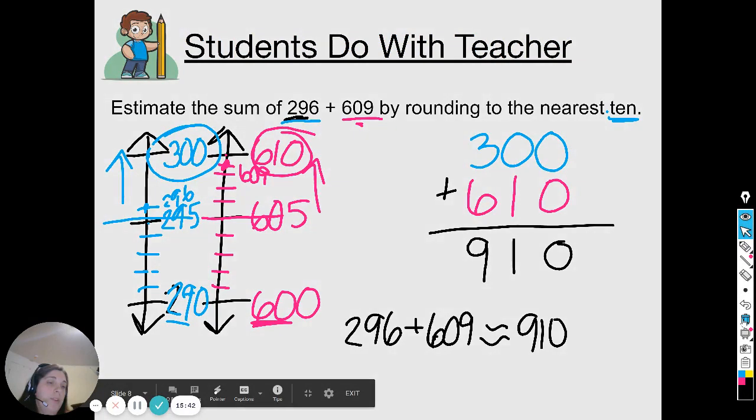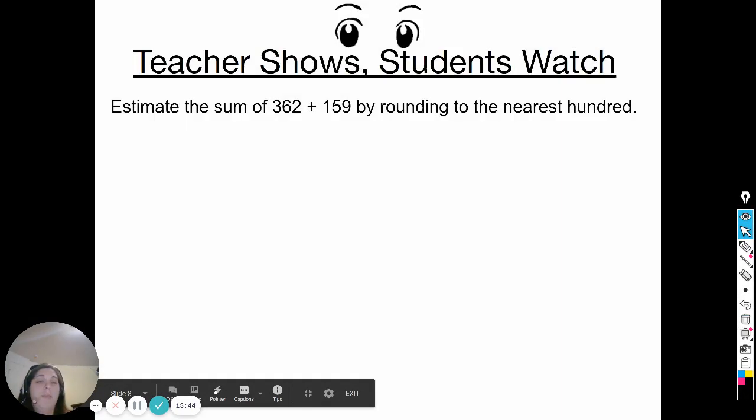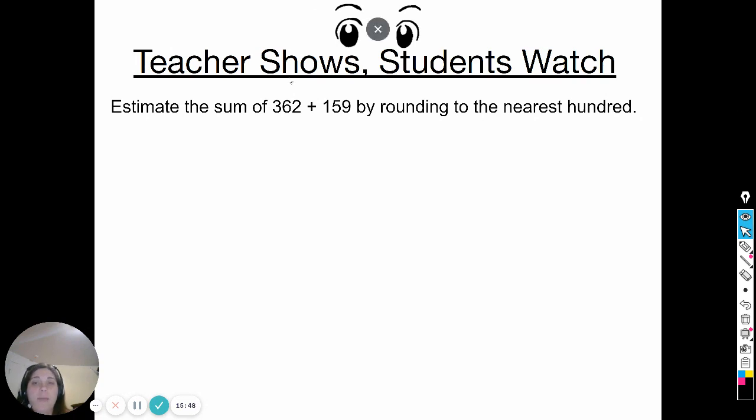Okay, go ahead and put those whiteboards down. I have one more example I'm going to show you, and then I'll have you try it. This time we got that same number that I used the first time. Estimate the sum of 362 plus 159. This time by rounding to the nearest 100. Okay? So very similar to what we just learned, except this time we're rounding to the nearest 100.